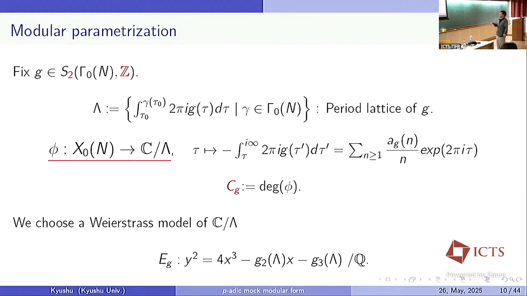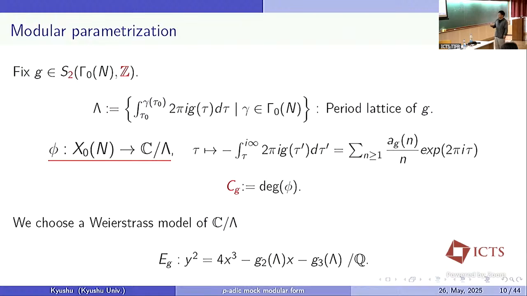We introduce the modular parameterization to describe the main theorem. First, we fix a cusp form Z in S_2 Gamma_0(n) with Z coefficients. This means the Fourier coefficients of Z at infinity are rational integers. Then we can define the period lattice of Z by this period integral. And we define the modular parameterization phi from the modular curve X_0(n) to C over Lambda, defined by this integral. And we denote the degree of this modular parameterization by capital C_Z.